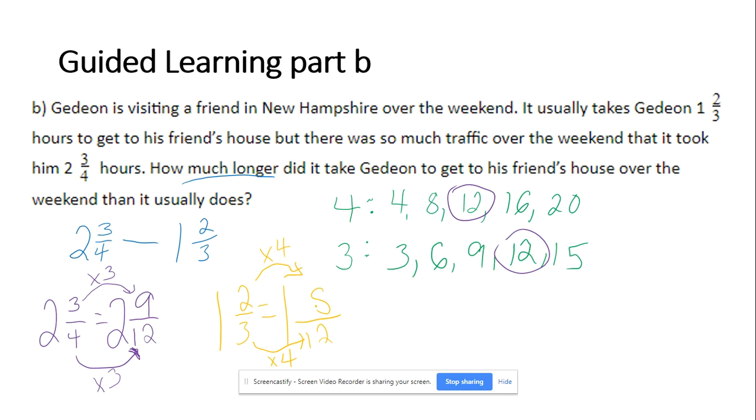2 times 4 is 8. So 1 and 2/3 is equivalent to 1 and 8/12. Now that we have this, we can go ahead and subtract 2 and 9/12, which we got over here, minus 1 and 8/12, which we got here. Remember to always start by subtracting the fraction first, not the whole numbers. 9/12 minus 8/12 is 1/12. Now 2 wholes minus 1 whole is 1 whole. Our answer is 1 and 1/12 hours.